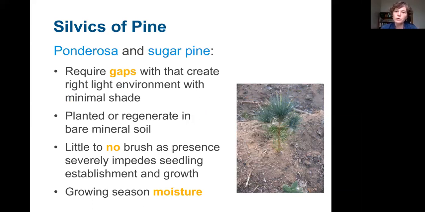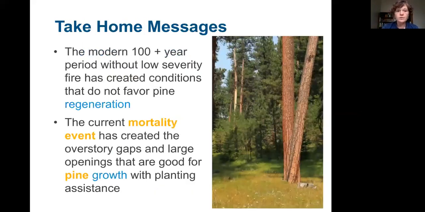Pines, on the other hand, like a bare mineral soil. And you rarely get that after a bark beetle outbreak because the soil substrate hasn't been impacted, right? A fire, you can see that you have that bare mineral soil and then you get that regeneration on that site. Little to no brush, as the presence of shrubs severely impedes seedling establishment and growth. And so this is also important in the California context where there are these very large shrubs. Those shrubs will outcompete those small seedlings. And then of course, growing season moisture. And now that this last drought has ended, we are seeing more winter precipitation and wetter spring conditions. And this is a good thing for regenerating or for planted pines.